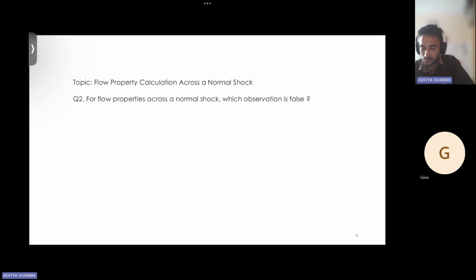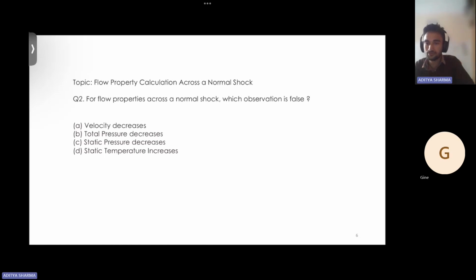So let's see the options. Okay. So we have four options here. First option is the velocity decreases. The second option is total pressure decreases. Then next is static pressure decreases. And then there is static temperature increases. So for flow properties across a normal shock, what is false?